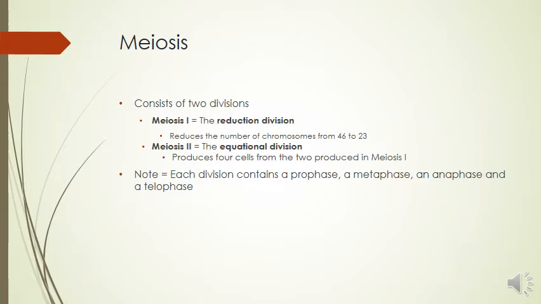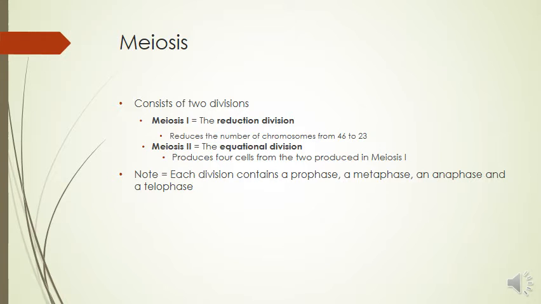So we see that meiosis consists of 2 divisions. Meiotic division number 1 is referred to as reduction division. It reduces the number of chromosomes from 46 to 23. And then meiotic division number 2 is the equational division. It produces 4 cells from the 2 produced in meiotic division number 1. Please note, each division contains a prophase, a metaphase, an anaphase, and a telophase.